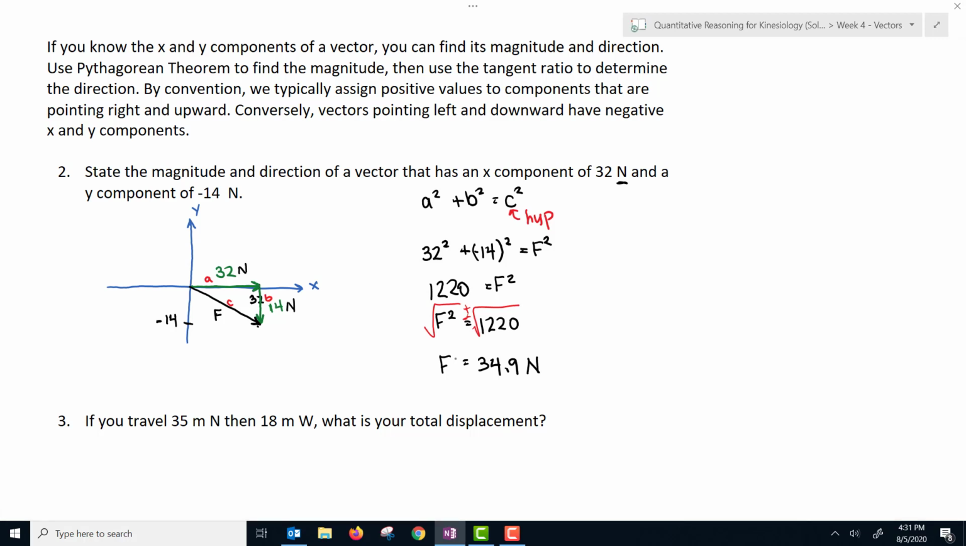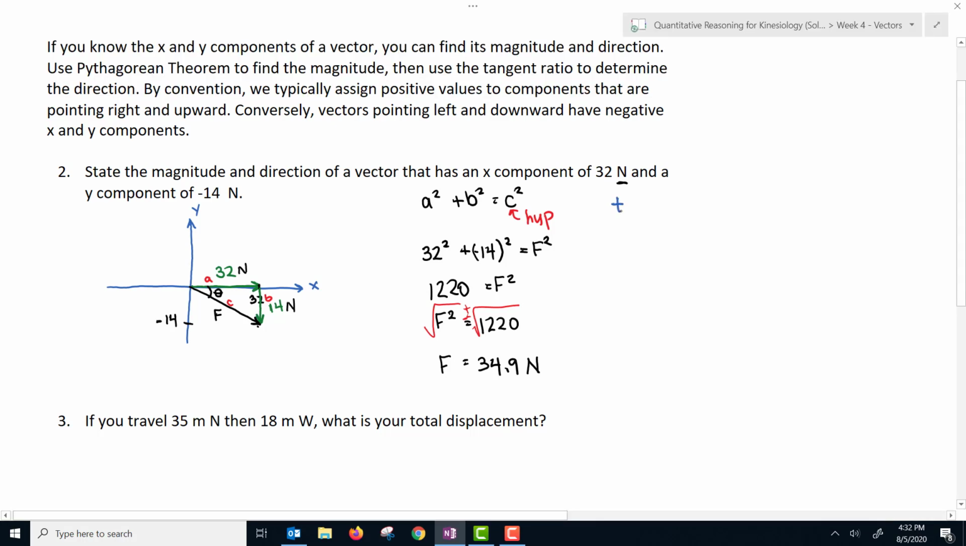The direction meaning, is it above the x-axis? Is it below the x-axis? Is it the positive x-axis or the negative? And what is the actual angle that it is above or below the x-axis? So what I need to find first before I can start is this angle here. And I'm going to label it as theta. Now I'm going to look for that angle theta, and to do that I'm going to use tan.